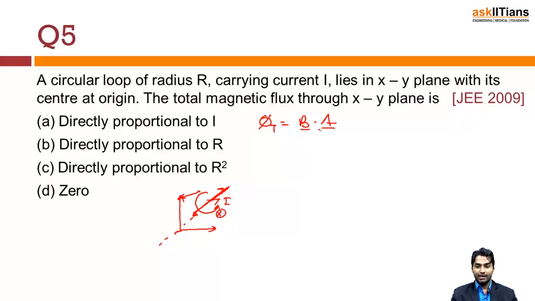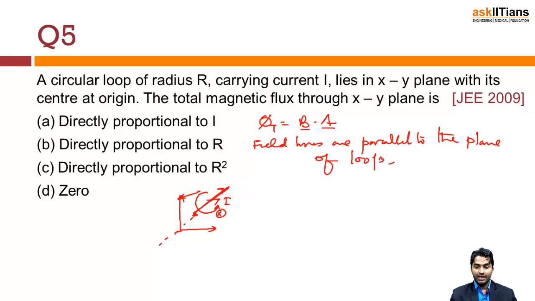and the xy plane. Field lines, we know that field lines are parallel to the plane of the loop. So as these are parallel to the loop, we can say flux is B A cos theta, so as theta is 90 degrees, definitely flux would be 0.